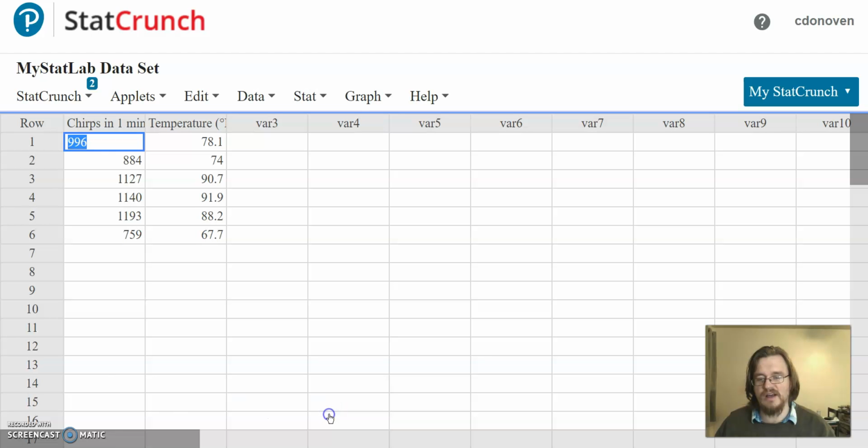So let's come to StatCrunch. So we have six different recordings. The first column is just how many times the cricket chirped in a minute, or the total chirps. I think maybe this is for multiple crickets, and the average temperature over that minute.